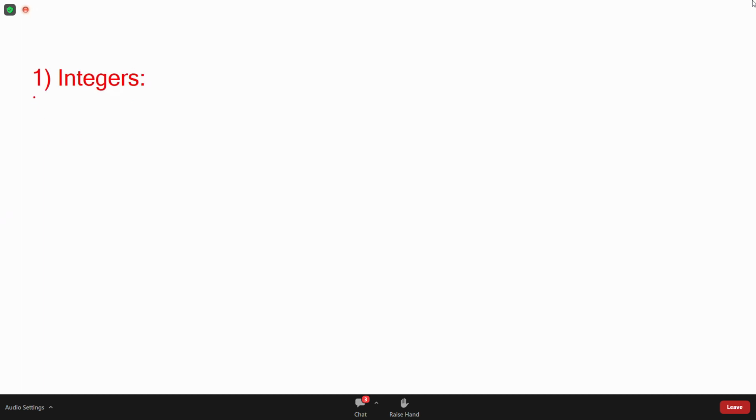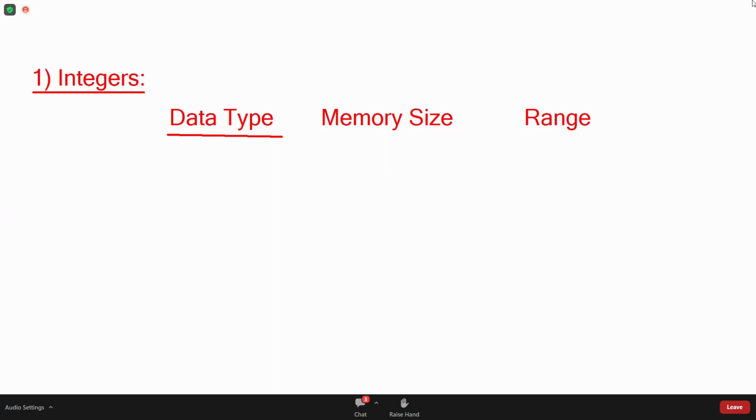First category, integers. Now, here 3 columns, write it: data type, memory size, range. Here, byte, short, int, long.